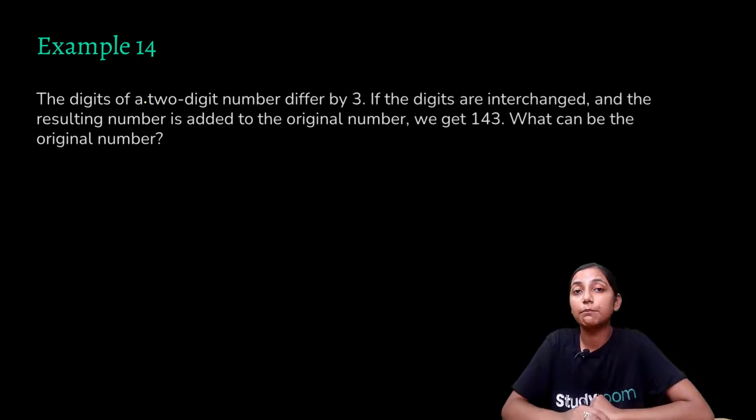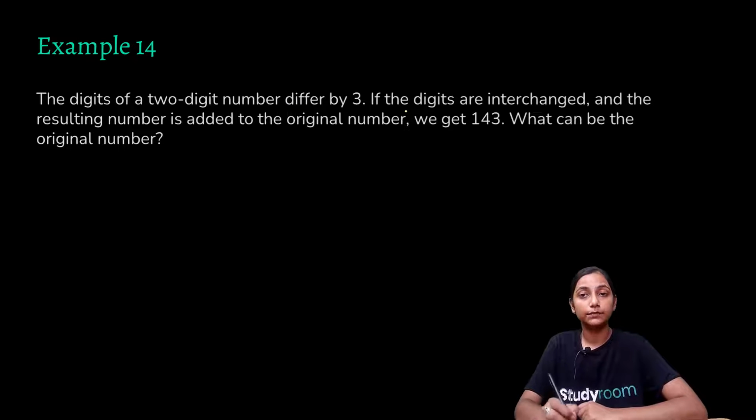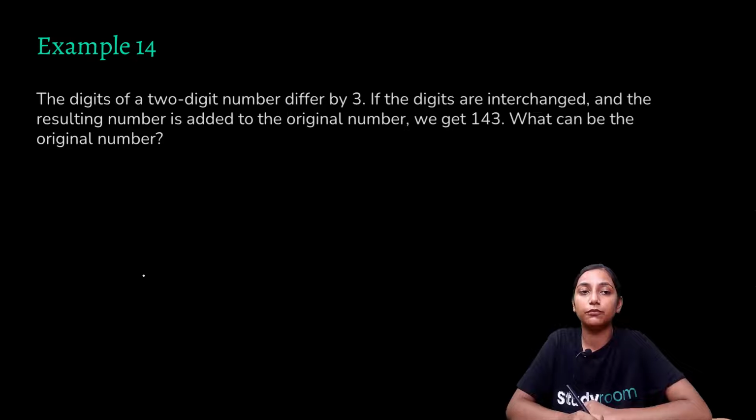What is our next example? Our next example is example number 14, that says the digits of a two-digit number differ by 3. If the digits are interchanged and the resulting number is added to the original number, we get 143. What can be the original number? We need to find the original two-digit number.